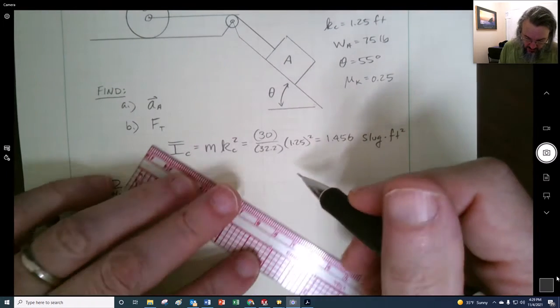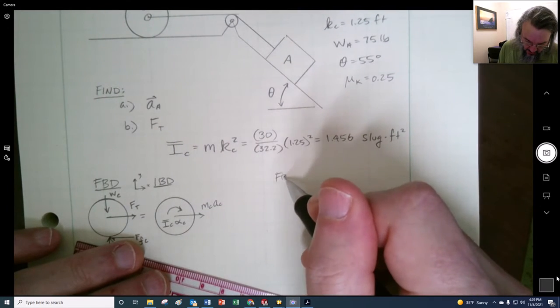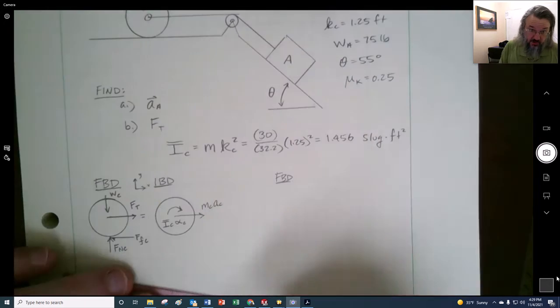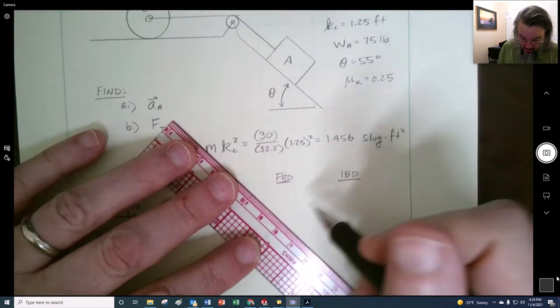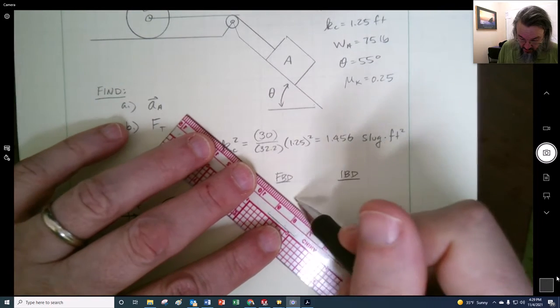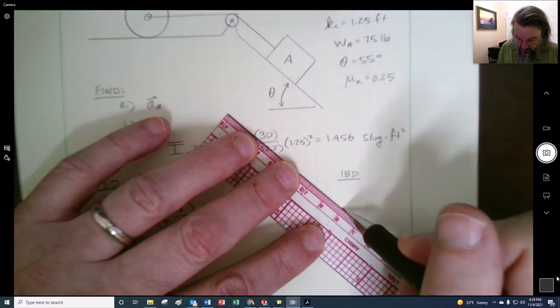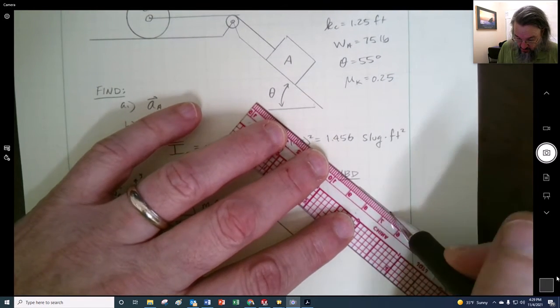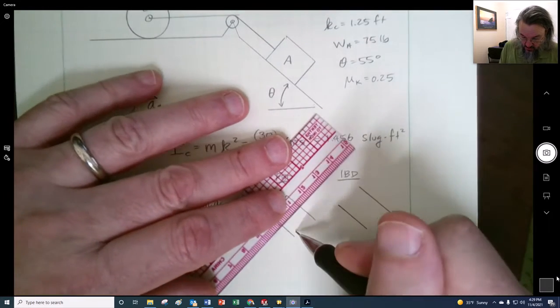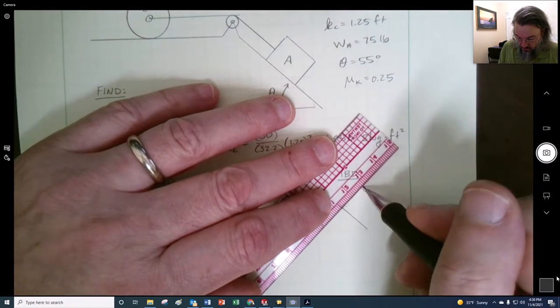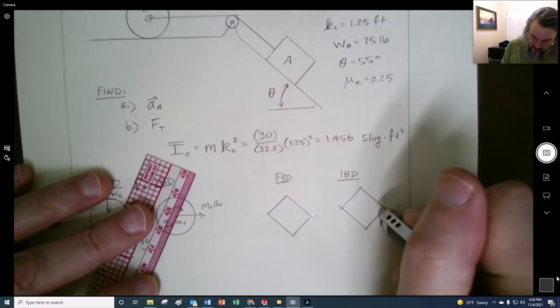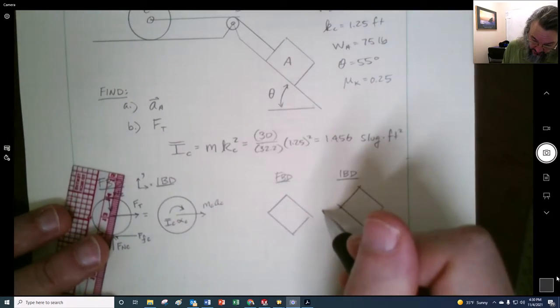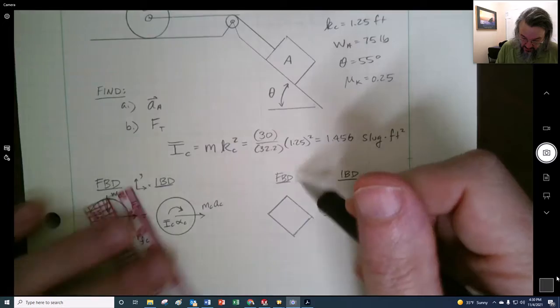And I'm going to go ahead and write these over here. So I'm just going to do this sort of in columns. And we'll do the FBD of this guy, the block.